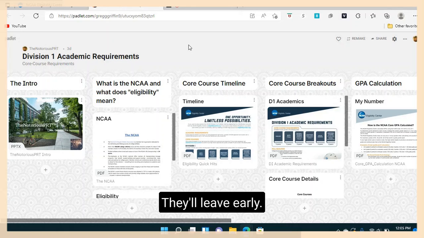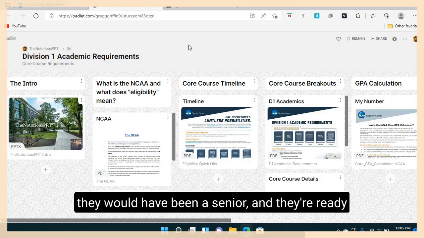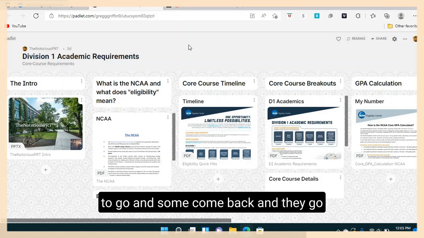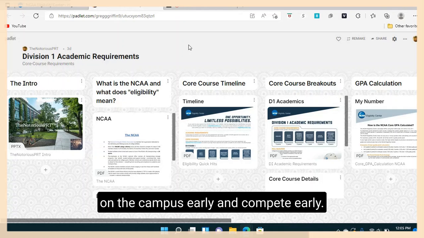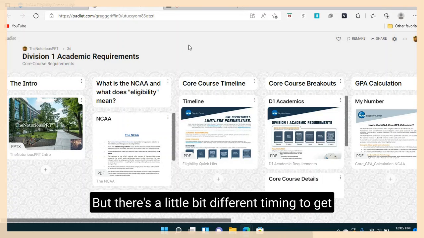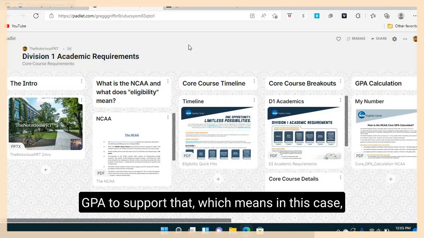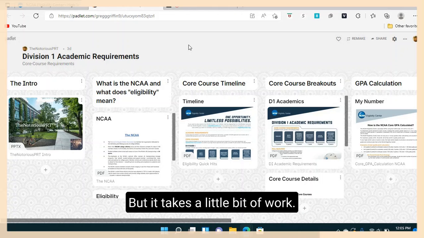Some kids do that, like they'll leave early, they're on college campus that second semester, of which they would have been a senior, and they're ready to go. And some come back and then you go to prom and do all that kind of stuff they want to. But they want to get on the campus early and compete, right? Early. So you can do that. But there's a little bit different timing to get these things done. And you have to have the GPA to support that, right? Which means in this case, you got to have a 3.0, which is doable. But it takes a little bit of work.